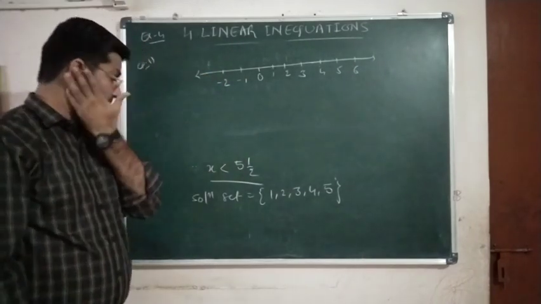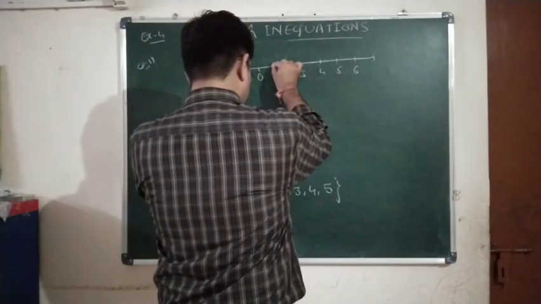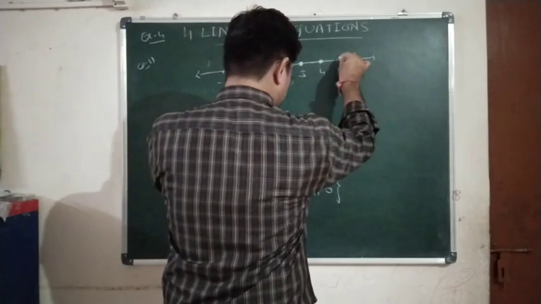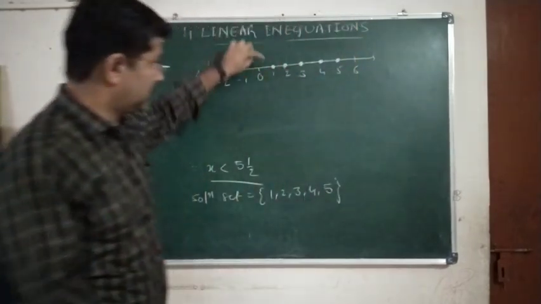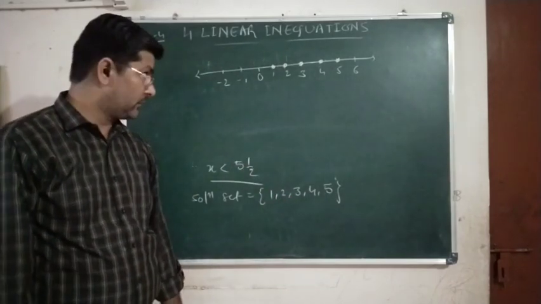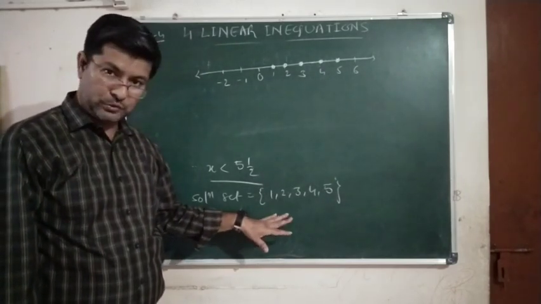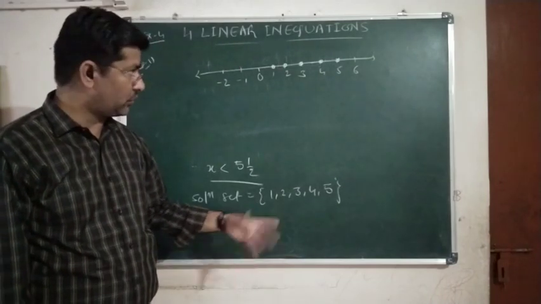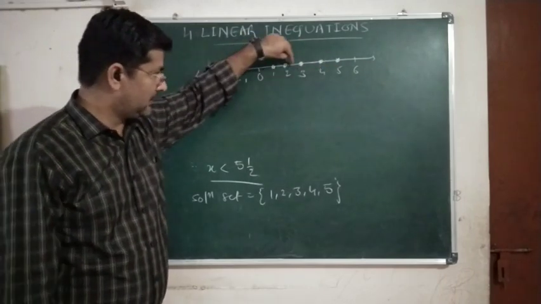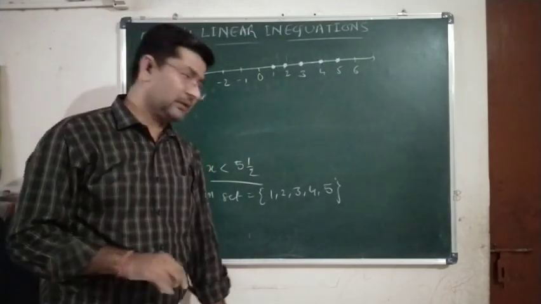Okay, now we have to represent these 5 numbers 1, 2, 3, 4, 5. So we will represent like this. We will darken the points representing the numbers. Okay, so this is the representation of these numbers on the number line. Clear? So if the solution set belongs to the set of natural numbers or integers or whole numbers, you can represent the solution set on the number line in this way by just darkening the points representing the particular numbers. Clear?